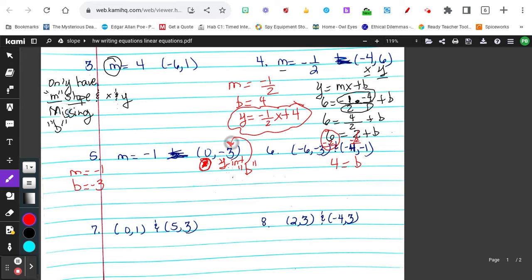But again, this only works if you have an x of 0, okay? Your x coordinate has to be 0 before you can use this shortcut. All right, so your equation is just y equals negative 1x minus 3, or you could write this as y equals negative x minus 3, same thing.